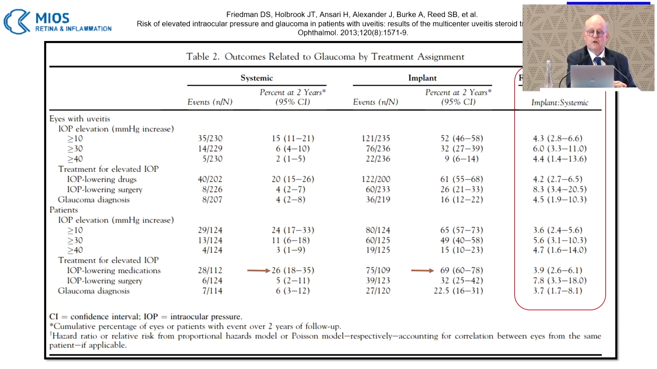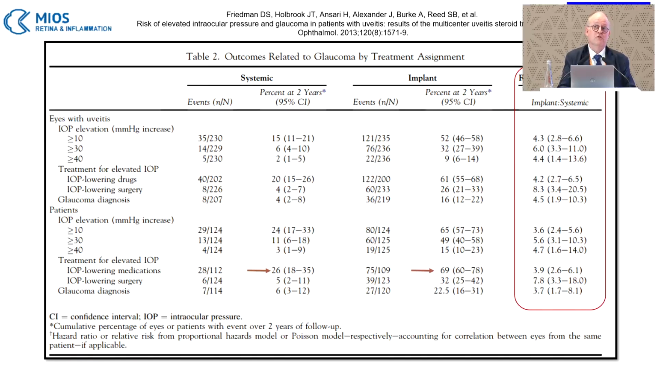I mentioned that because after 2 years with systemic treatment, you see that about 26% have now developed a pressure increase that requires treatment in the control group on the systemic side, where we had only 13% initially, and 69% when an implant was placed into their eye.